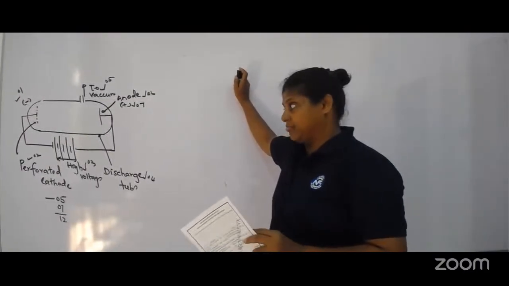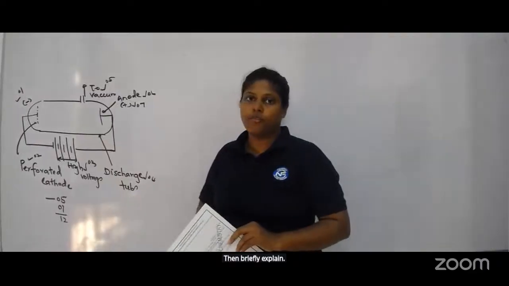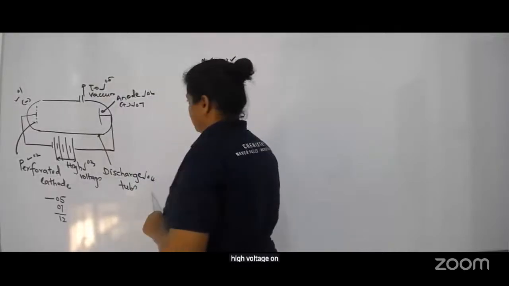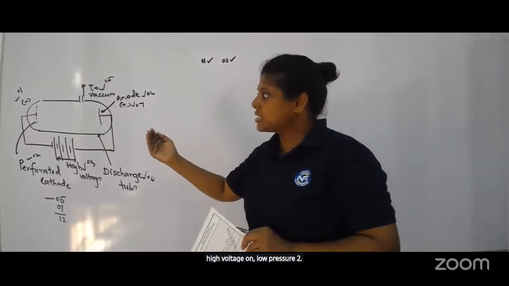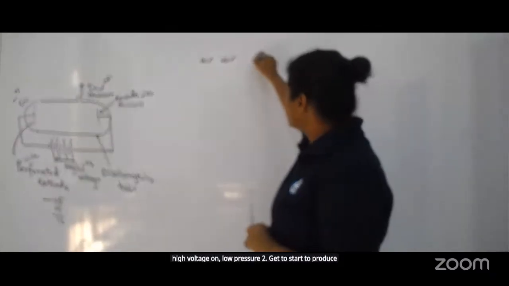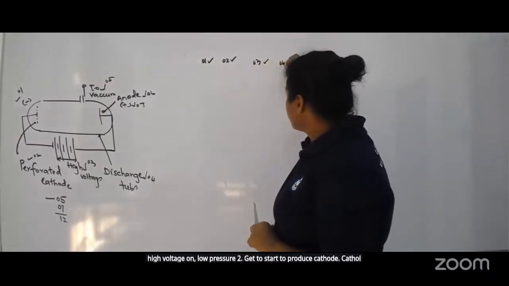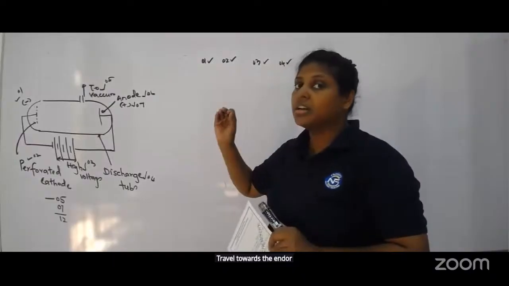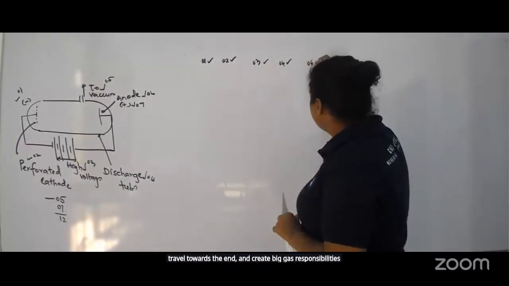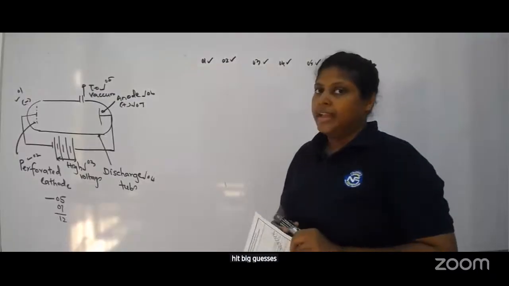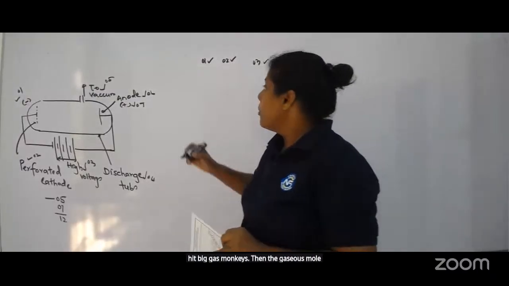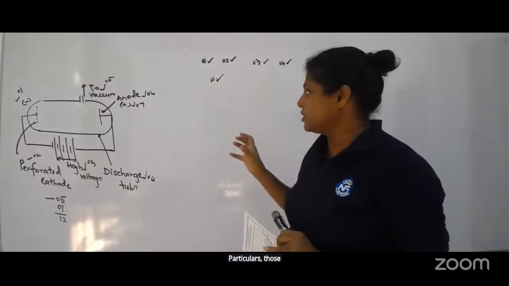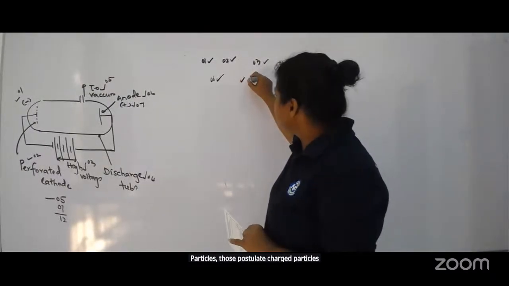Then briefly explain. High voltage and low pressure are provided. The cathode starts to produce cathode rays. They travel towards the anode and hit gaseous molecules. Then the gaseous molecules become positively charged particles. Those positively charged particles are known as positive rays.